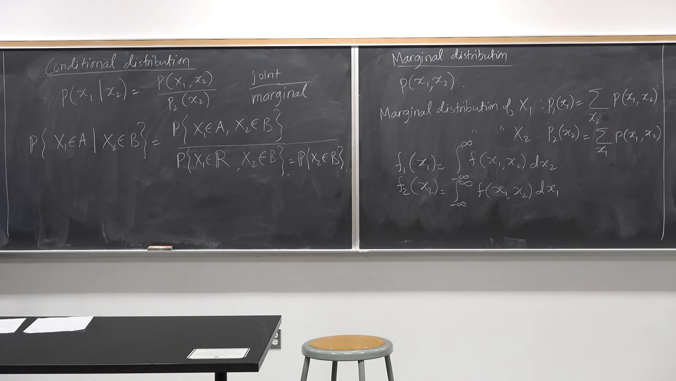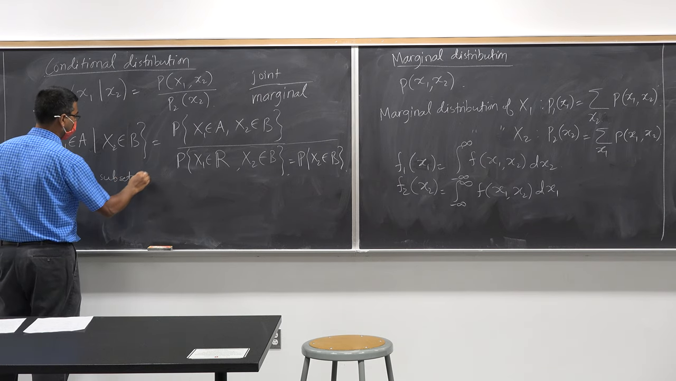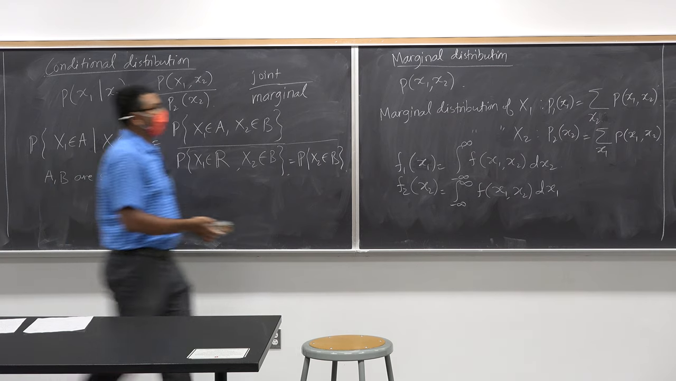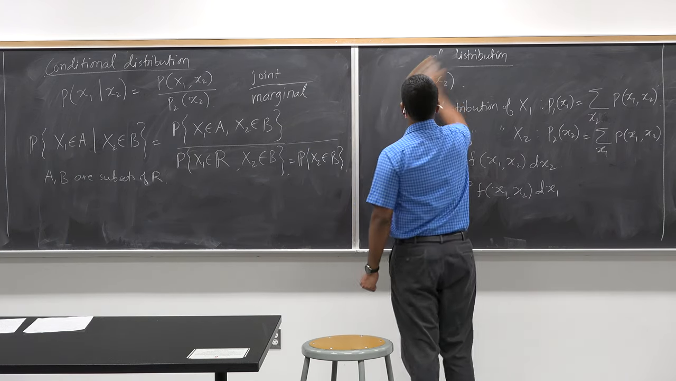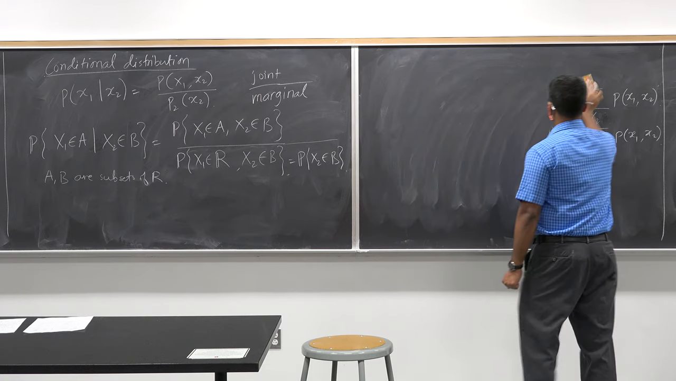So here A and B are events. A, B are subsets of R. So all of these are sort of equivalent ways of denoting conditional distributions. And depending on the book you are going to read, you will see one of these definitions in those books.